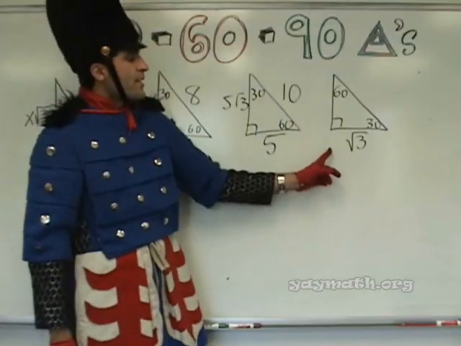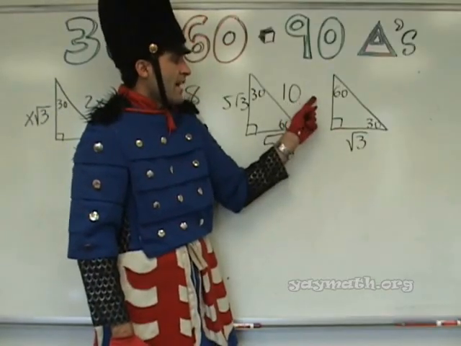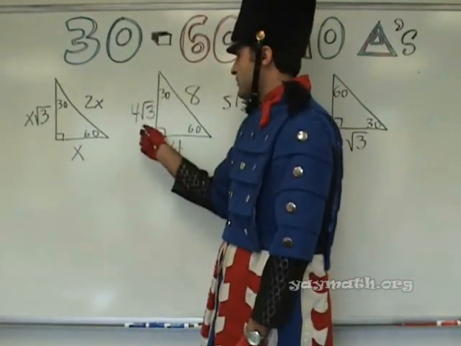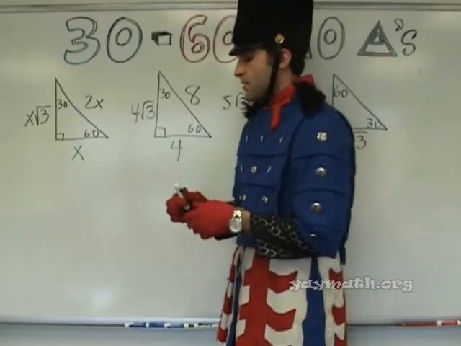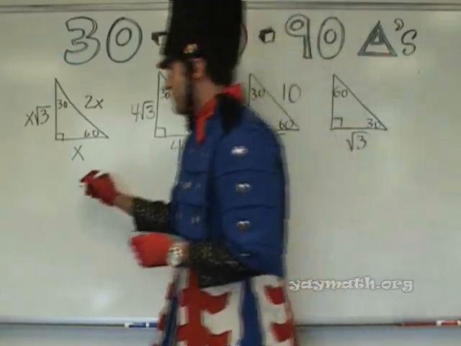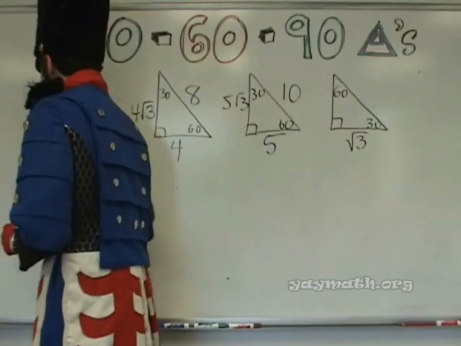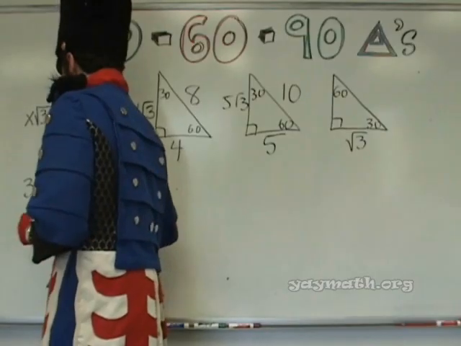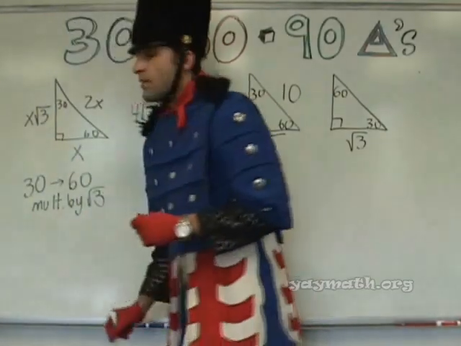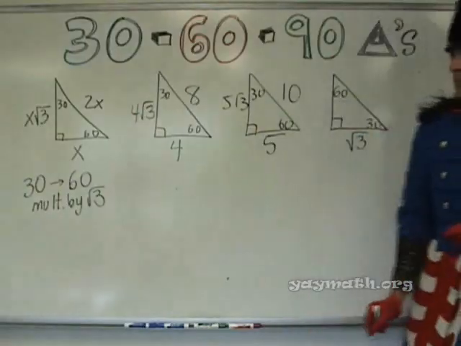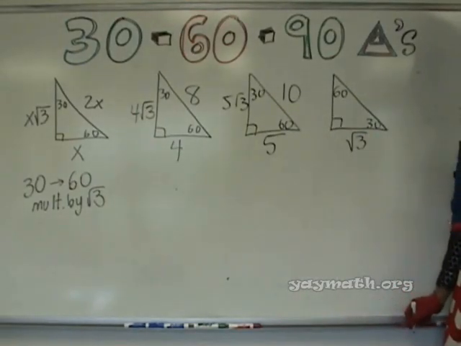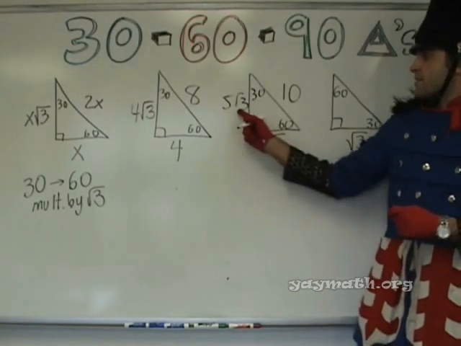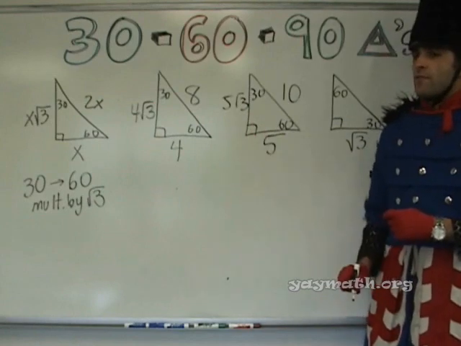Do you agree that to go from the 30 side to the 60 side, you multiply by the square root of 3? Yeah. Let's write that rule down. 30 to 60, multiply by the square root of 3. Okay, so here it is. This is the 30 side. This is the 60 side. We multiplied by the square root of 3.